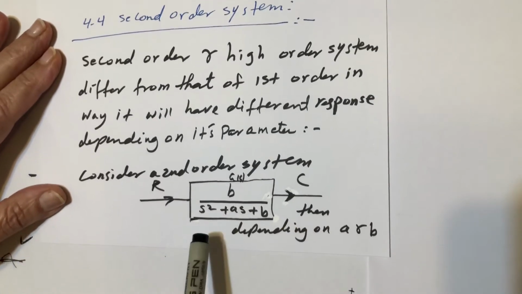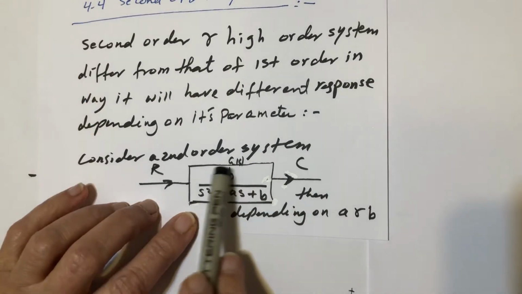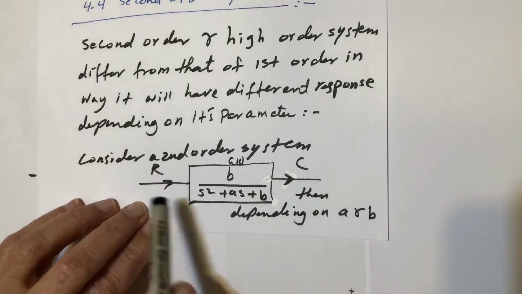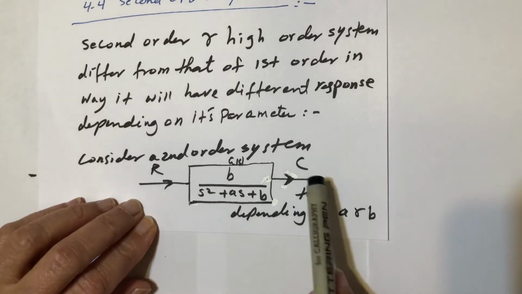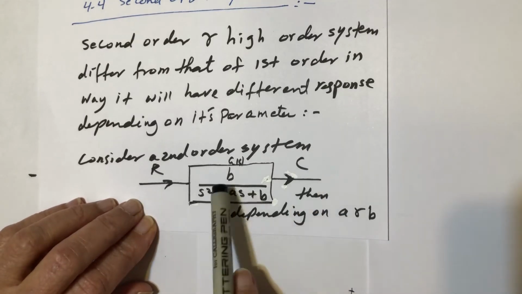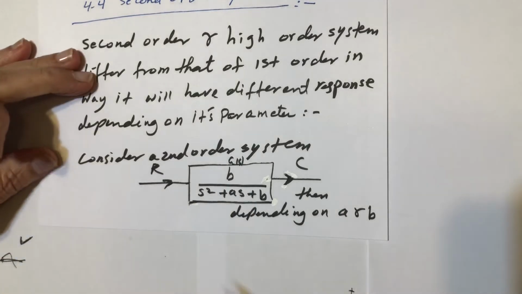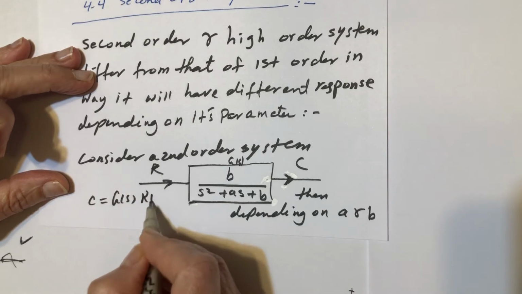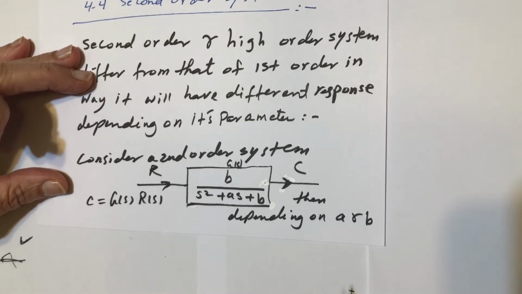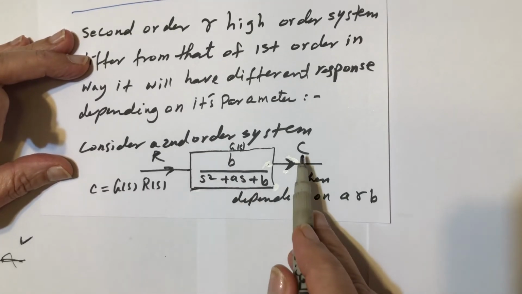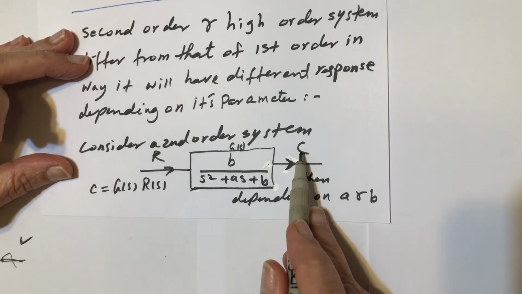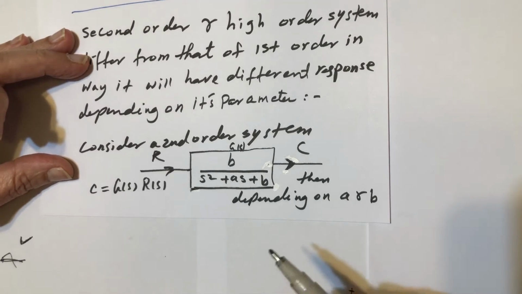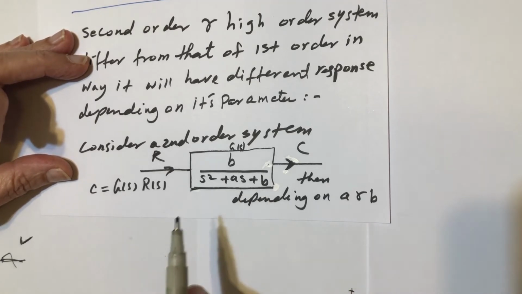In a second order system, let's imagine that we have a transfer function like this: constant b over s squared plus as plus b. We have the output C, and R is the input, and we need to find the nature of this output. C equals G(s) times R(s), as we all know. Let's say for a step input, which we said is a test signal we use to test the system, the response depends on the values of a and b.